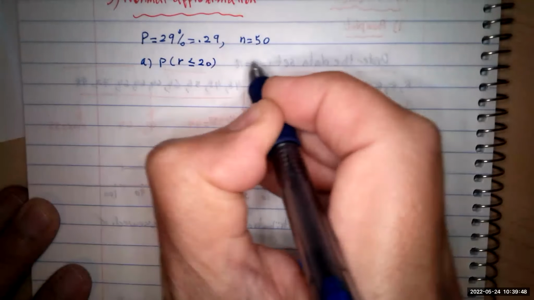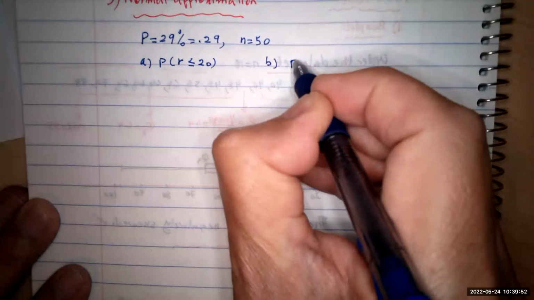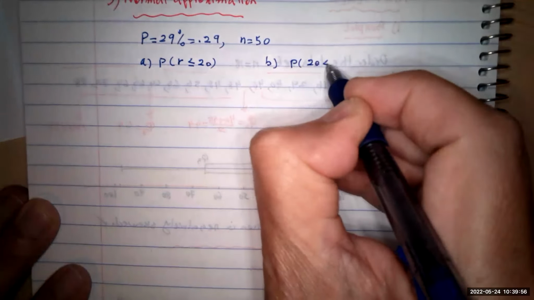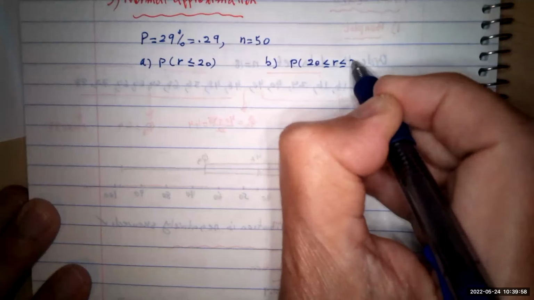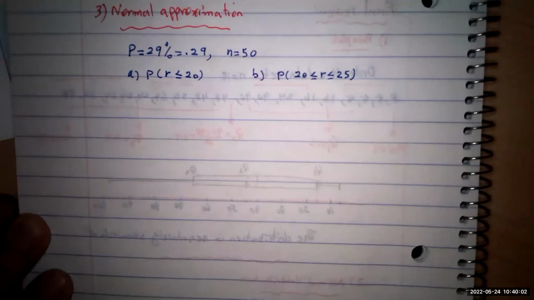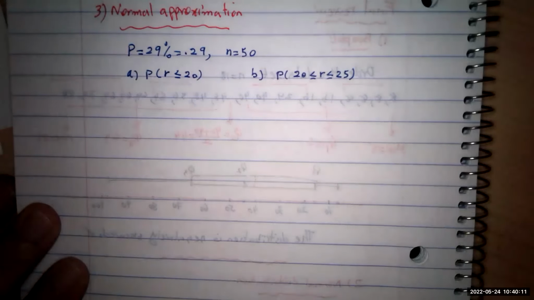That's part one. In part two, we want the number of people to be between 20 and 25. Because the sample size is bigger than 20, you cannot use the table. Of course, some calculators can do it, but you have to use the normal approximation to get this. For the normal approximation, there are three steps.